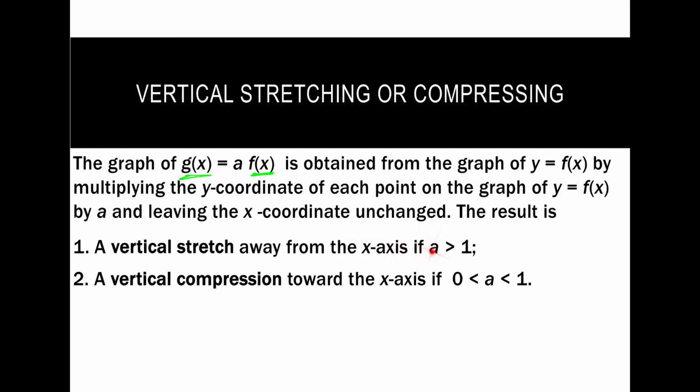The result, this is our first example, is a vertical stretch away from the x-axis if I have a value that's more than 1, right? So our 2 there doubled every value. So if I multiplied by 4, that would quadruple every value, etc. It would stretch it even further upward. And it becomes a compression toward the x-axis if my value a is somewhere between 0 and 1. Of course, if I multiply by 1, it remains the same. If I multiplied by 0, I would have no graph. Every input would get multiplied by 0 and would just become 0.